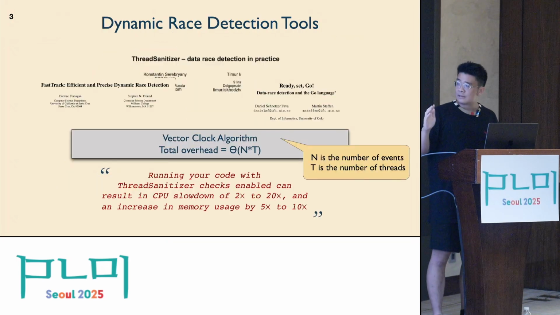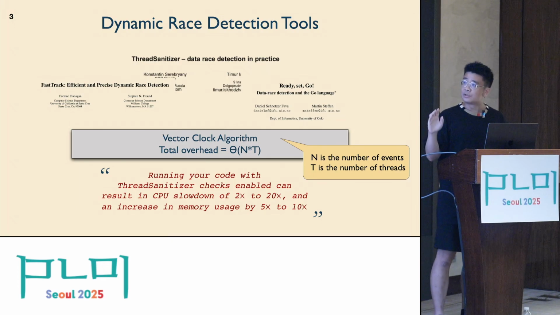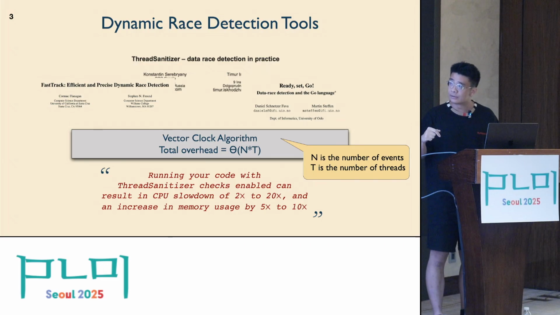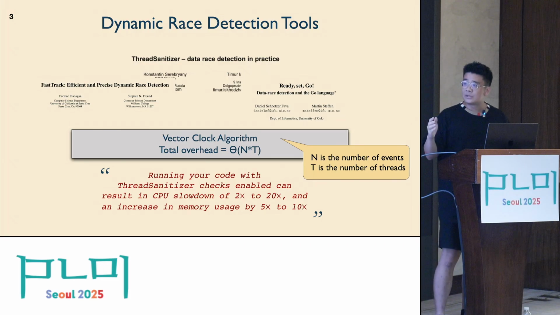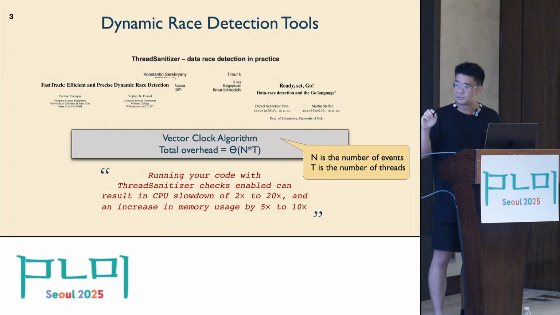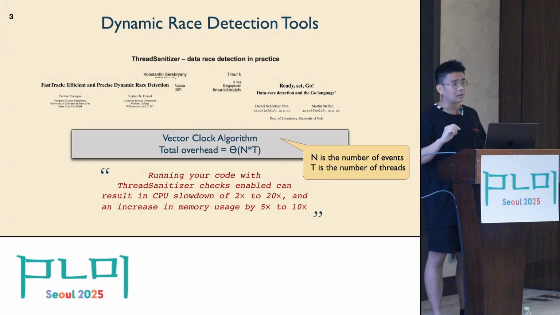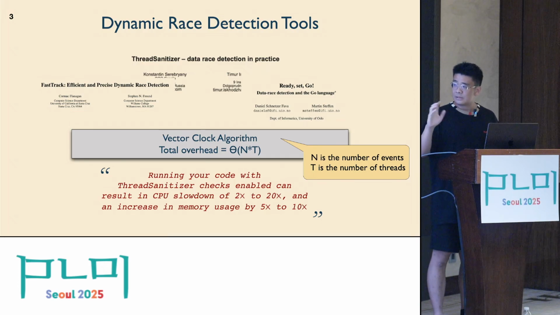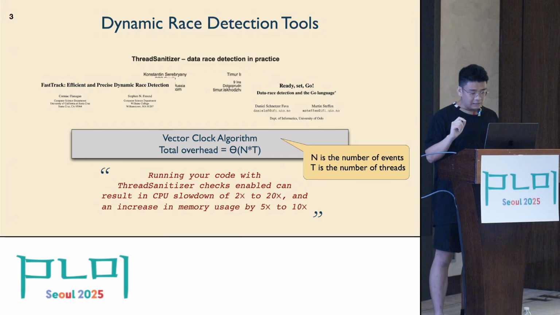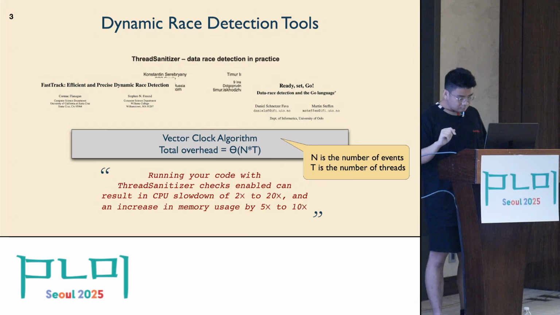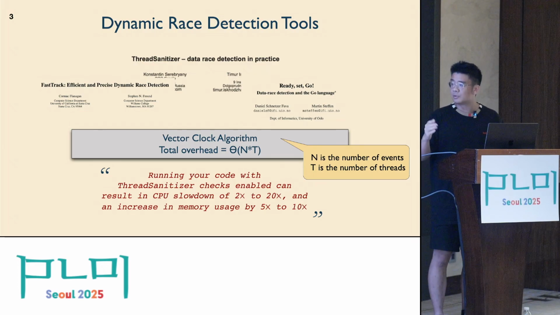There have been several widely adopted tools that do dynamic analysis on races, with ThreadSanitizer being one of the most prominent. But the basic logic behind these tools is a classic algorithm called the vector clock algorithm, which detects races by capturing the causality between events via vector timestamps. This algorithm runs in time Theta(n times t), where n is the number of events and t is the number of threads. Monitoring a program with this vector clock algorithm can result in a very huge overhead.